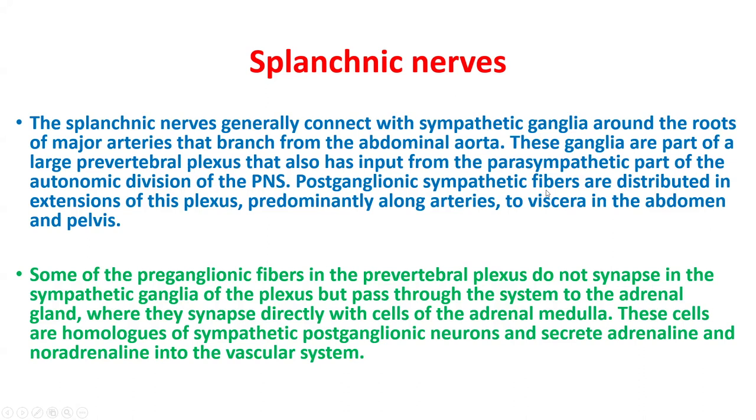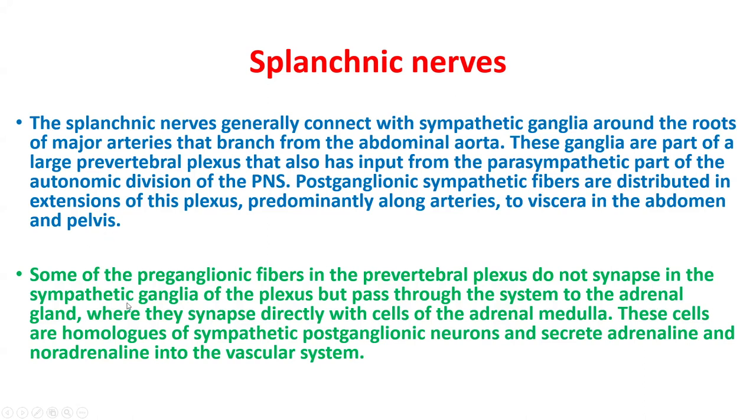And postganglionic sympathetic fibers are distributed in extension of this plexus, predominantly along the arteries. Be careful, the postganglionic sympathetic fiber usually runs parallel with the wall of the artery until it reaches the target, which in this case of the splanchnic nerves is the organs of the abdomen and pelvis.